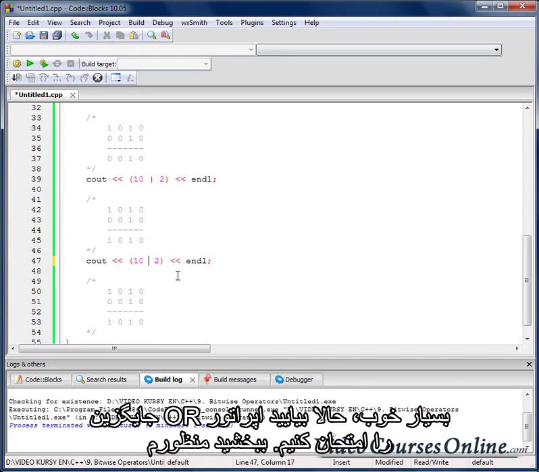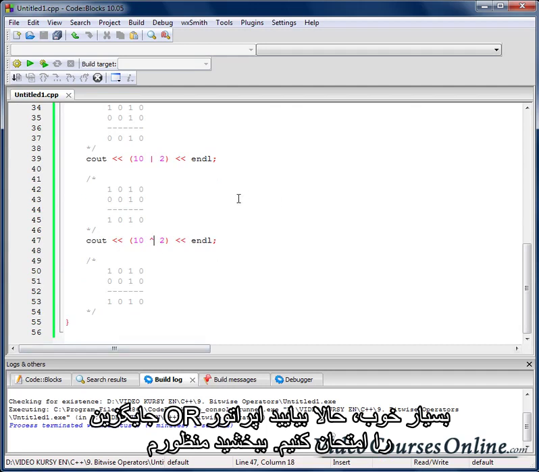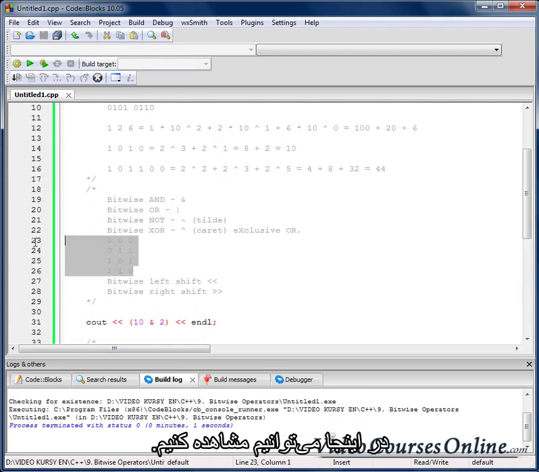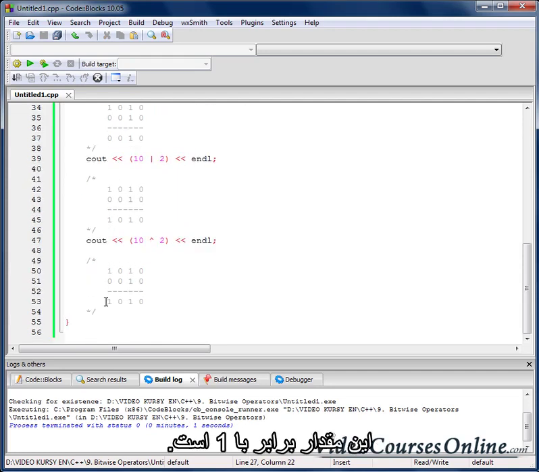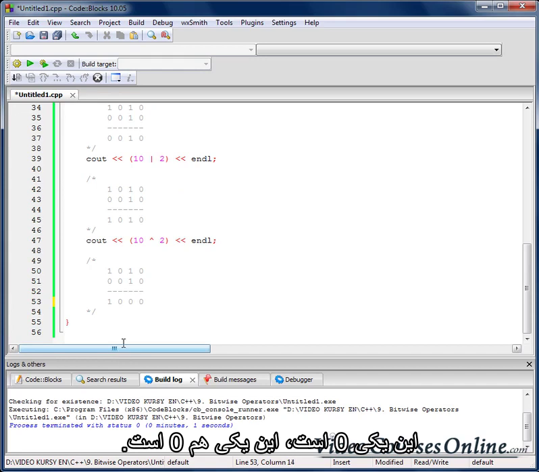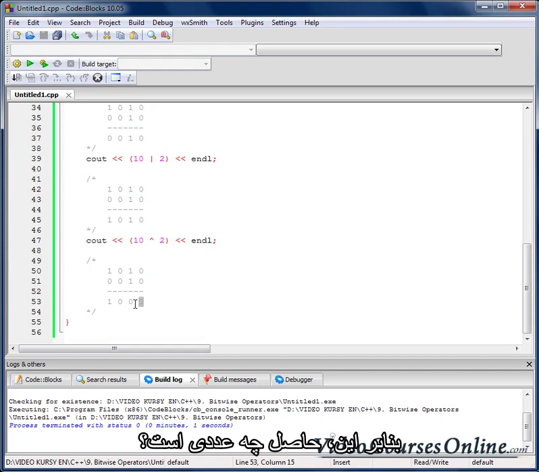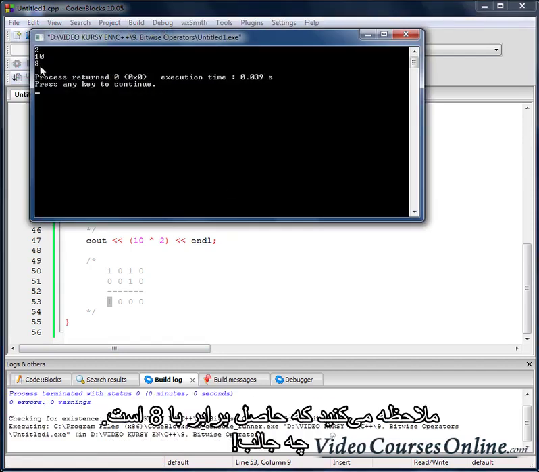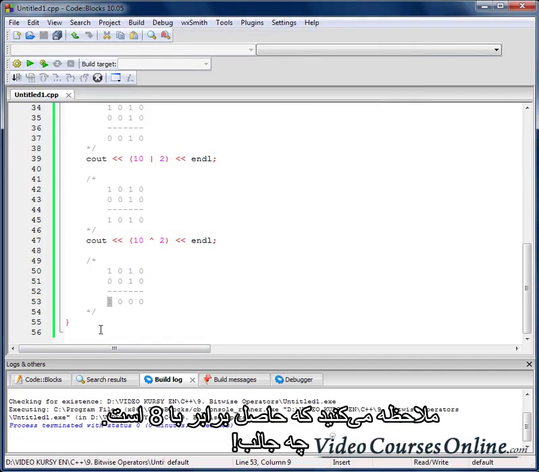Okay, now let's try the exclusive OR, sorry. Now we can see here how it works. So here is 1, here is 0, here is also 0. So the result is what? 0 plus 0 plus 0 plus 8. As you can see, it is 8. Cool.